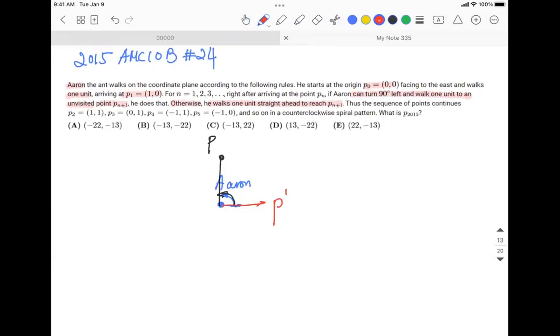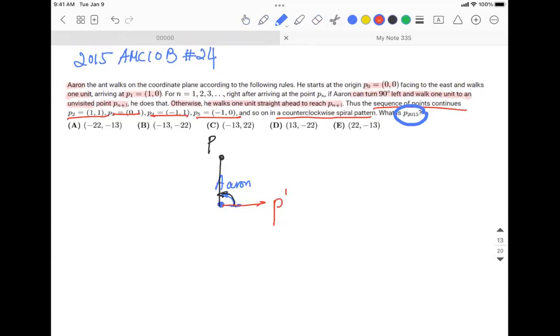Okay? So thus, the sequence of the points continues P1, P3, P4, P5. You can try to use the logic to basically write several terms based on that, and so on. So in a counterclockwise spiral pattern, because they always turn left, this is going to be a counterclockwise spiral pattern. With all that information, the question asks you, what's going to be the value for P2015?